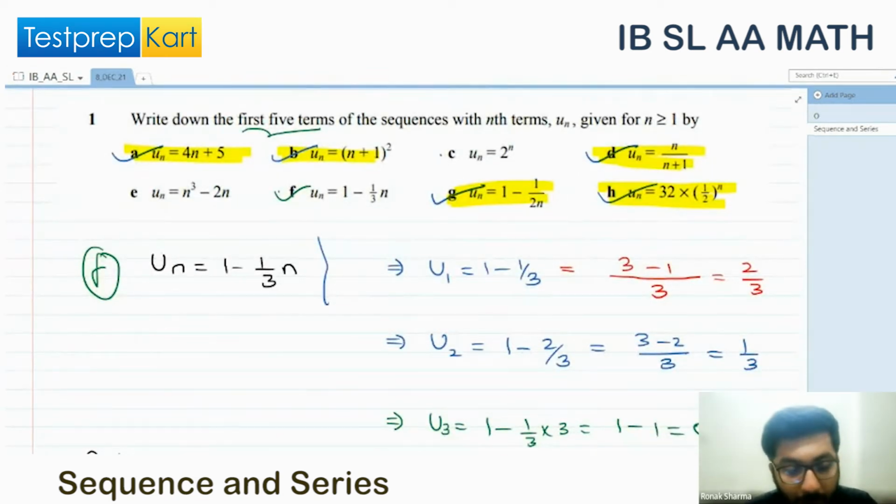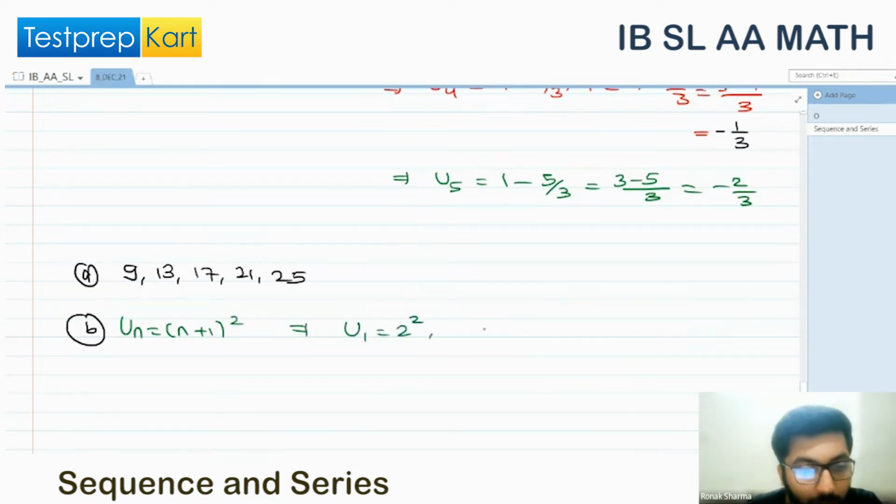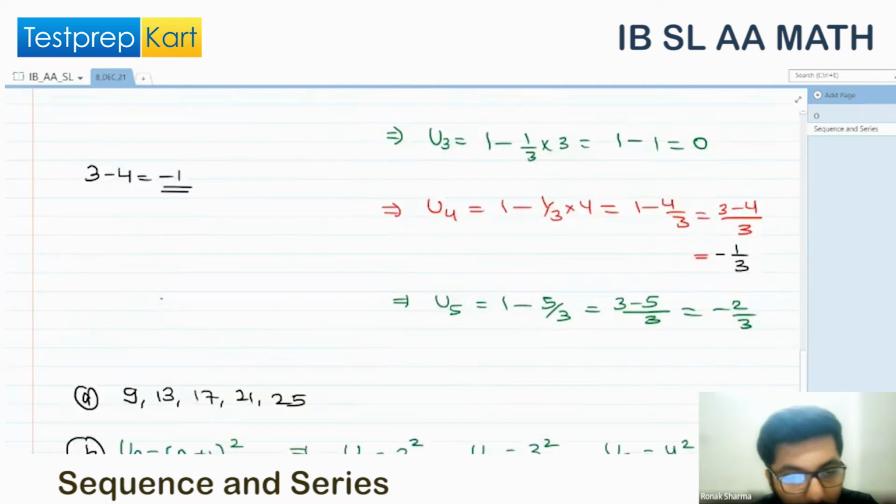Okay. So B is U n equals to n plus 1 square. So U1 will be what? That will be 2 square. U2 will be what? 3 square. U3 will be what? 4 square. U4 will be 5 square and U5 will be 6 square. So we know that U1 square, that is 2 square, is 4. So we'll have the terms what? 4, 9, 16, 25, 36. Easy? Yes, good.